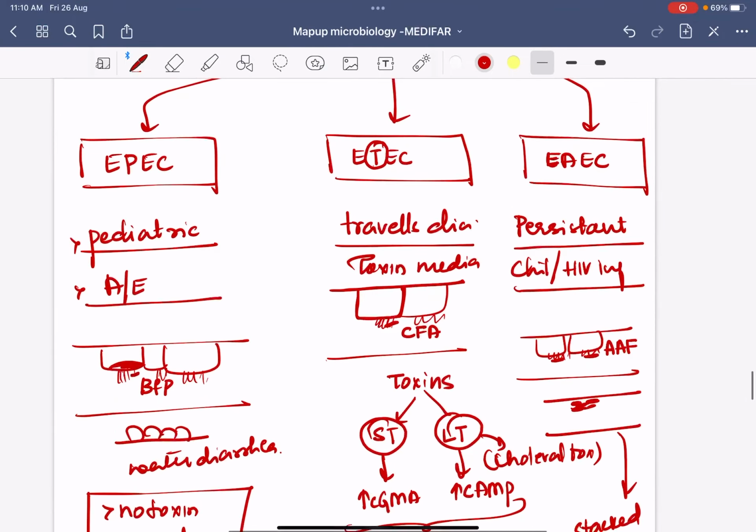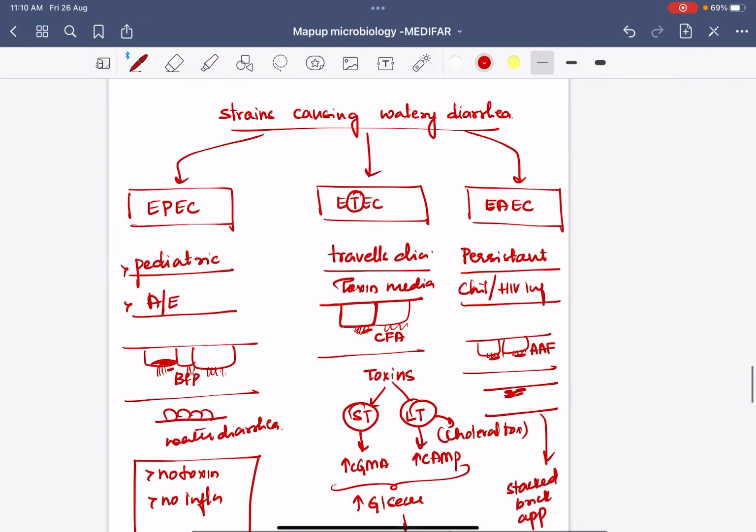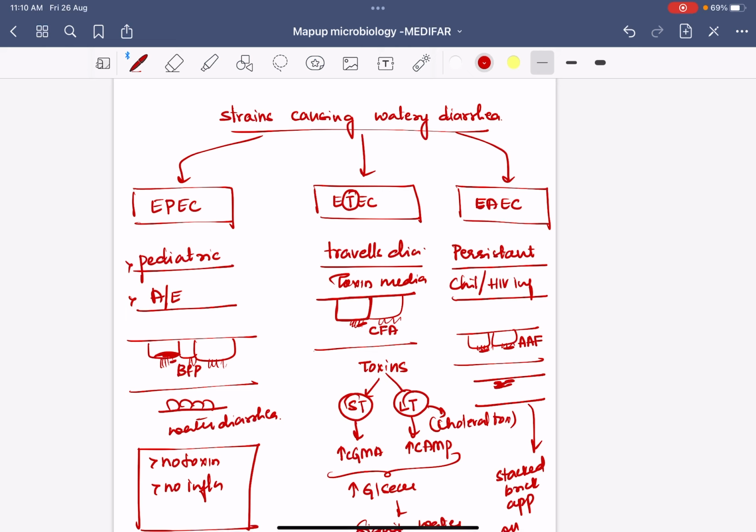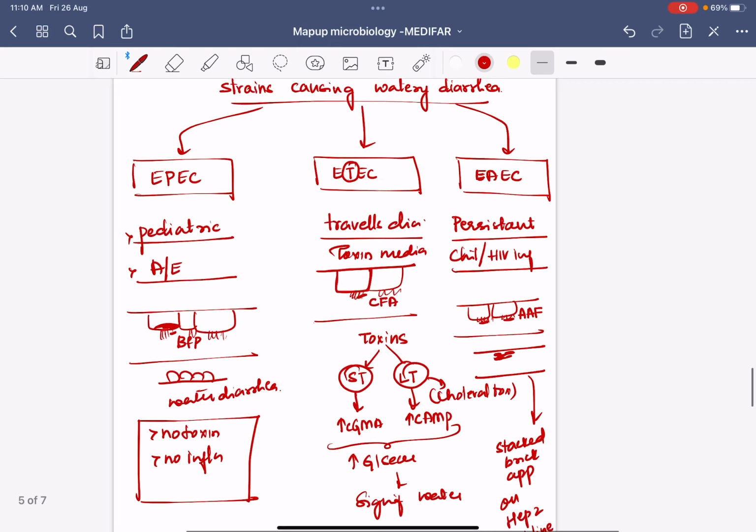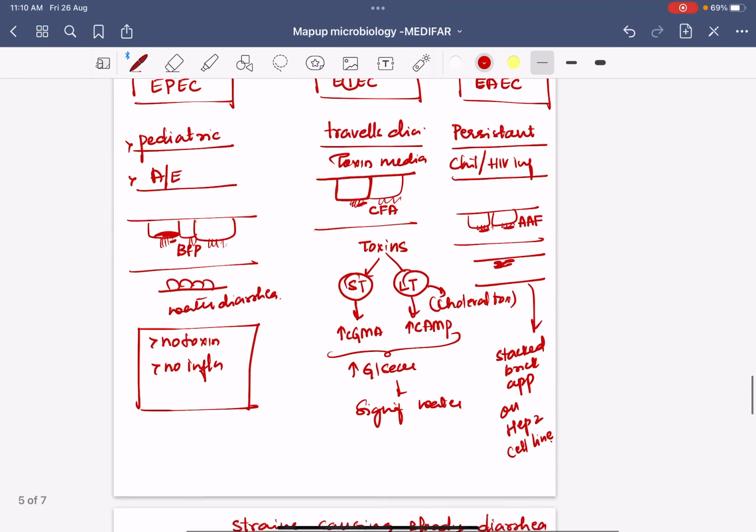So the three strains that cause watery diarrhea are EPEC, that is enteropathogenic, P for pediatric patients; enterotoxigenic, it is toxin mediated and there is no inflammation; and EAEC, it is via aggregative adherence fimbriae, stacked brick appearance on Hep2 cell line.